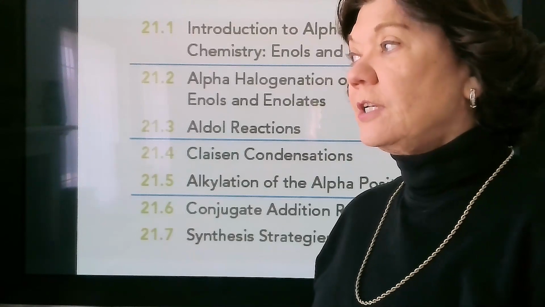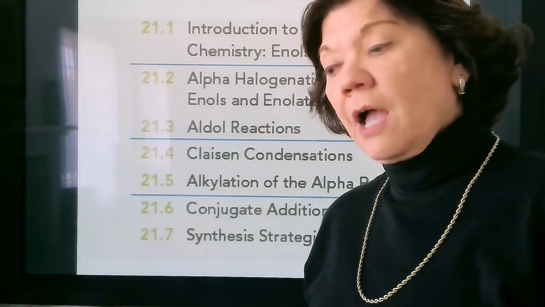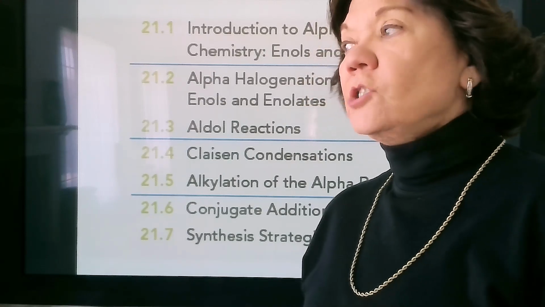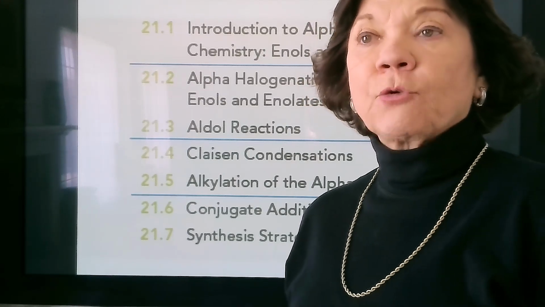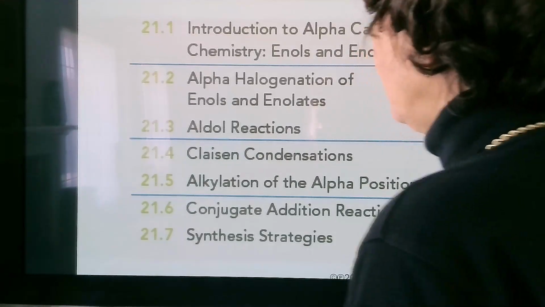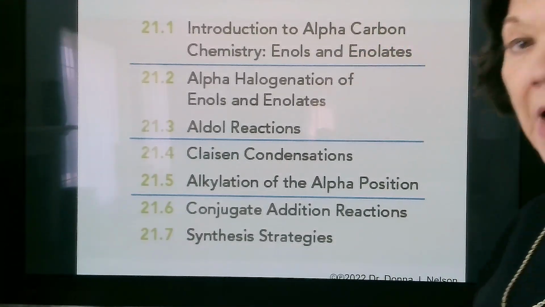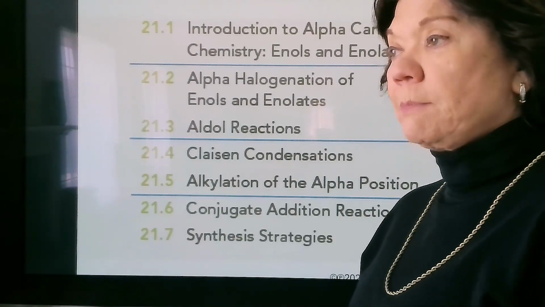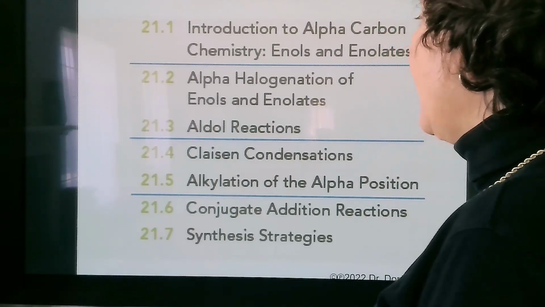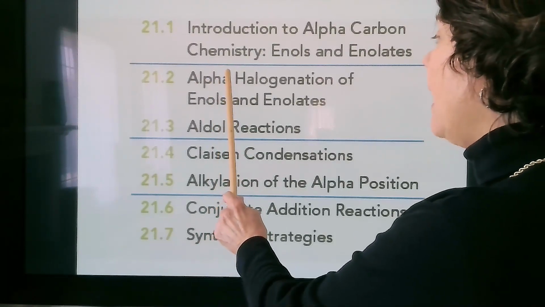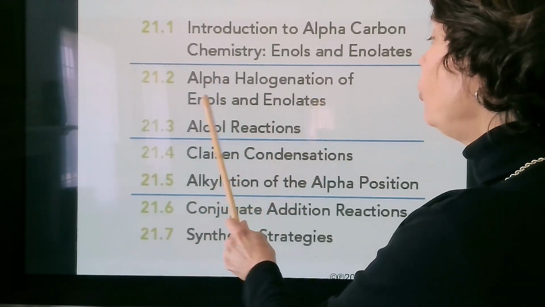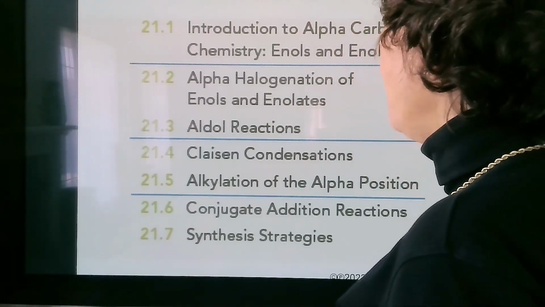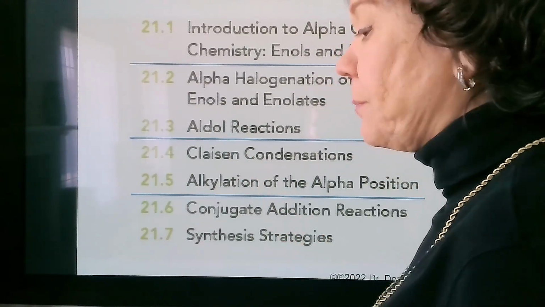So today we're going to continue with the reactions of carbonyl compounds at the alpha position. We're going to be looking at reactions of enols and enolates. And this is the second lecture for chapter 21. We're going to now be looking at alpha halogenation of enols and enolates. We're going to start aldol reactions.